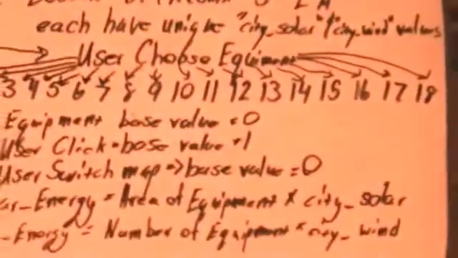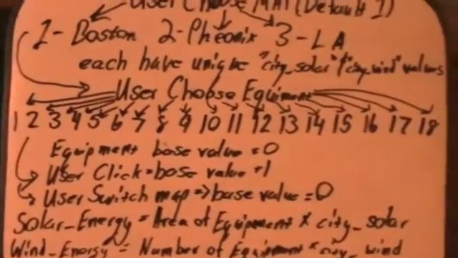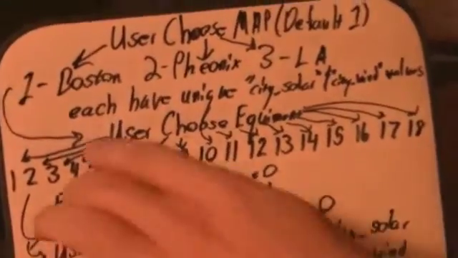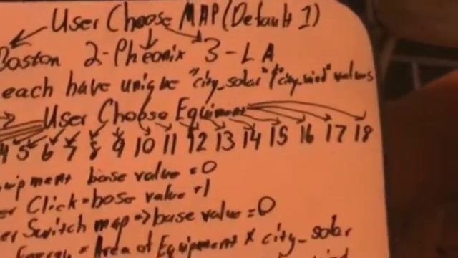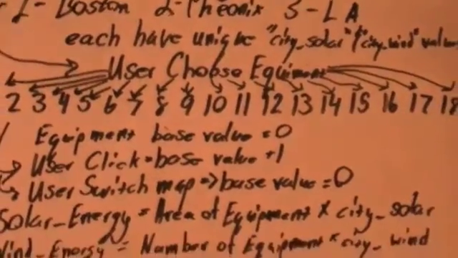Alright, so the point of our program was to make 3 different cities, and then allow the user to put certain equipment in that area and see how much energy it will produce. So we start out with 3 cities: Boston, Phoenix, and LA, and each of them has unique solar data and wind data. Phoenix could have higher solar radiation than Boston, and Boston can have higher winds.